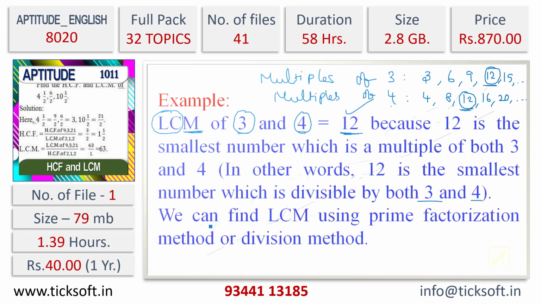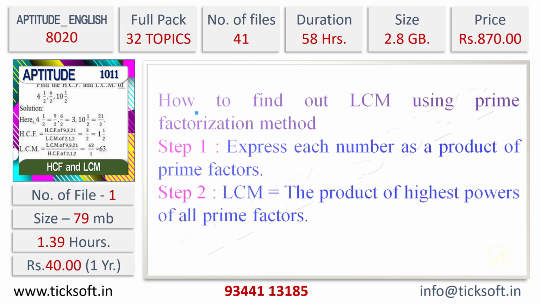To find the LCM of given numbers, we are going to use two methods. One is the prime factorization method and the other is the division method. Let us discuss these two methods now. First, let us see how to find the LCM using the prime factorization method. Here we have the following steps to find the LCM of the given numbers using the prime factorization method. Step 1 is to express each number as a product of prime factors.